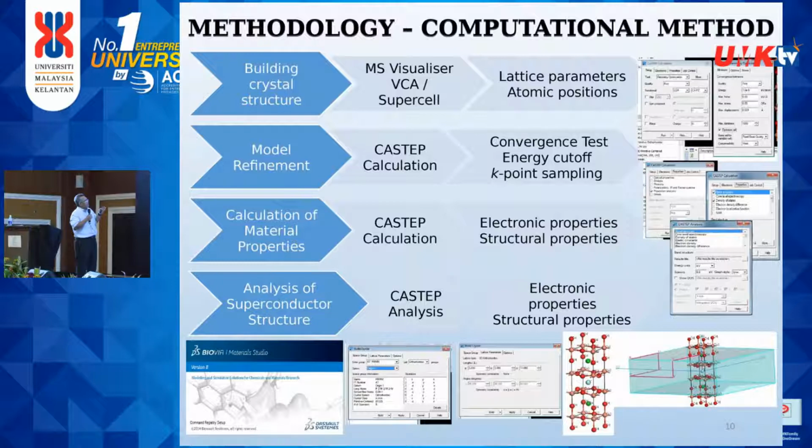Okay. So, calculation of material properties with CASTEP. We find out the electronic properties and structural properties. Analysis for the superconductor structure, and we also use the electronic properties and structural properties developed by this computational method.